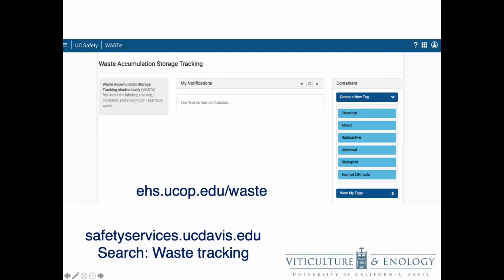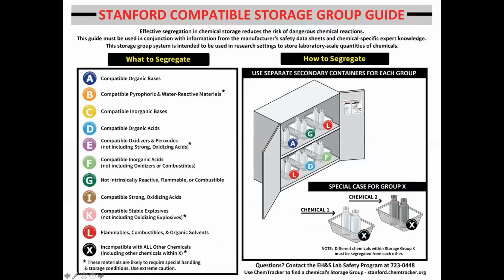This is the online waste tool. Here you can create a waste tag for different types of waste. You can learn how to use this tool by going to Safety Services and searching waste tracking. This is also accessible through the ehs.ucop website. This is the Stanford Compatible Storage Group Guide of how to properly store chemicals. Please refer to this guide when storing new chemicals or hazardous waste. Incompatible chemicals should not be stored together as they may cause harmful reactions leading to damage and injury.